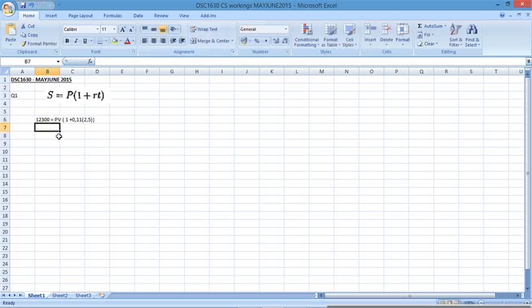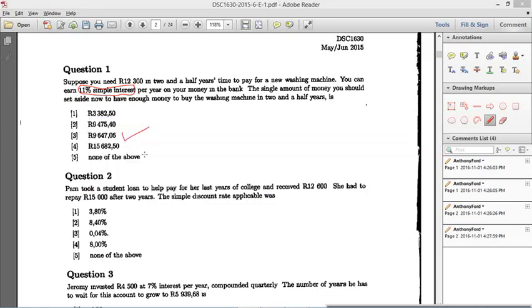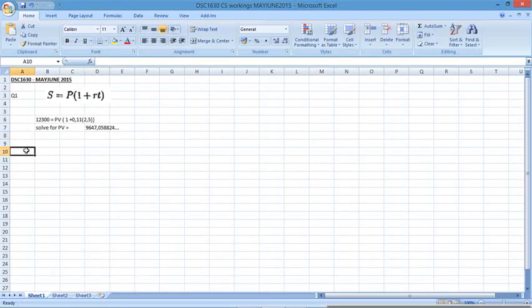And I'm going to then solve for PV. So take the bracket to the left, solve for PV, and on the calculator, obviously you type that in manually on the financial calculator or scientific, and you'll get an answer of 9647, option number 3.